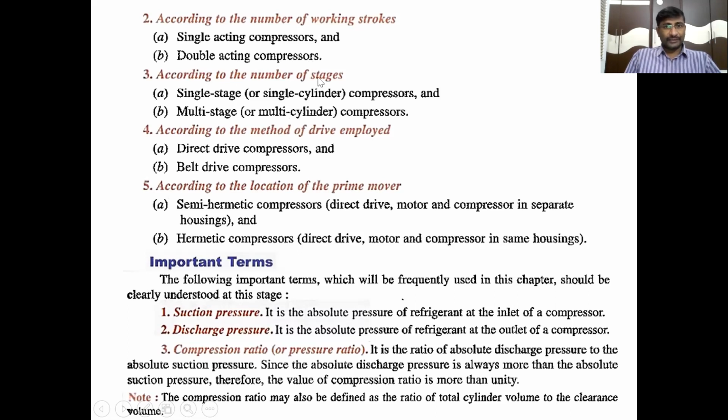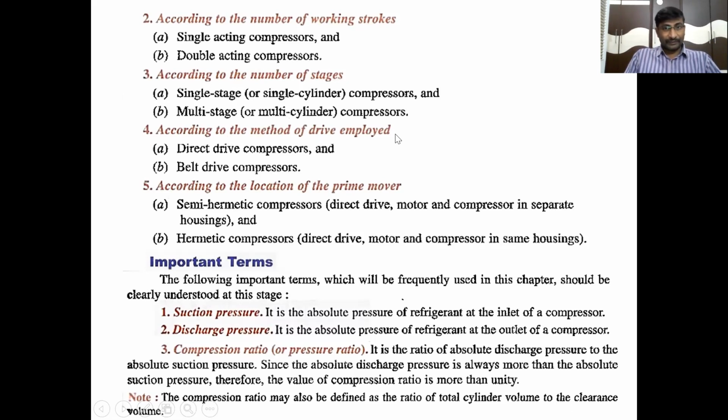Next, according to the number of stages, that is, the number of cylinders: single stage compressors and multi-stage compressors. If the compression takes place in the system in one stage, that is, in a single cylinder, that is called the single stage compressor. If the compression takes place in more than one cylinder, that is called the multi-stage compressor, so multi-cylinders are used in this.